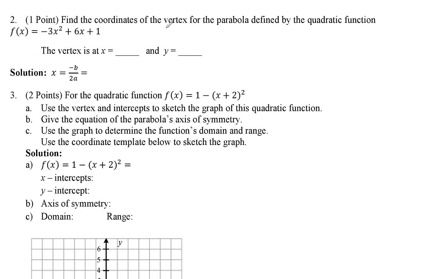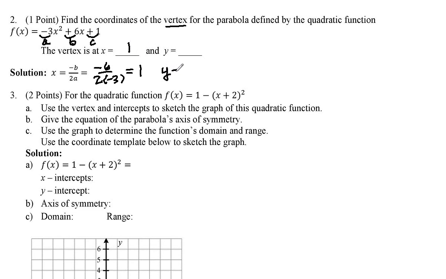Number 2, we are finding coordinates of the vertex here, of the parabola. So we got x and y coordinates of the vertex of this parabola here. So remember that the x coordinate is given by negative b over 2a, where our a here is going to be negative 3, b is going to be positive 6, and c is going to be positive 1. So negative b over 2a is going to be a negative 6 over 2 times negative 3, which is negative 6 over negative 6, that's 1. So that's our x value is 1.